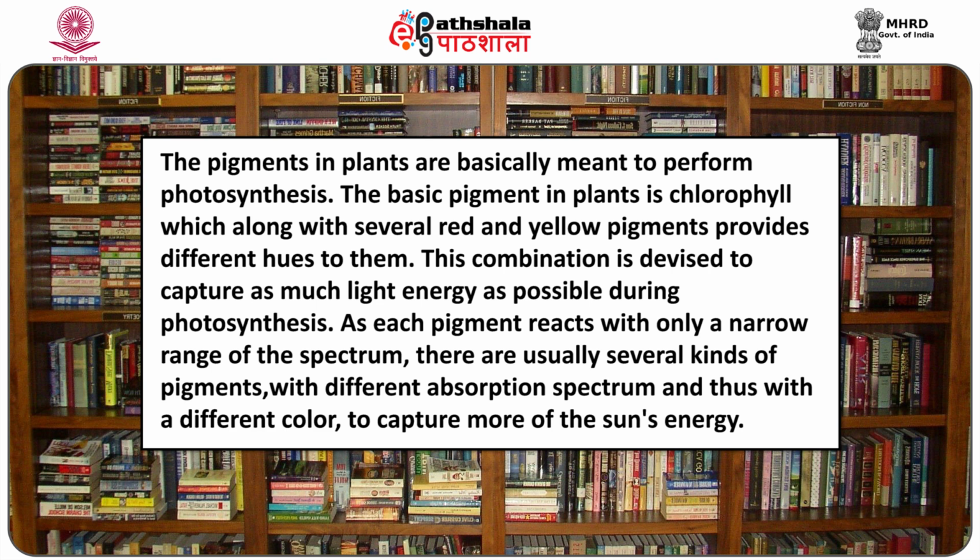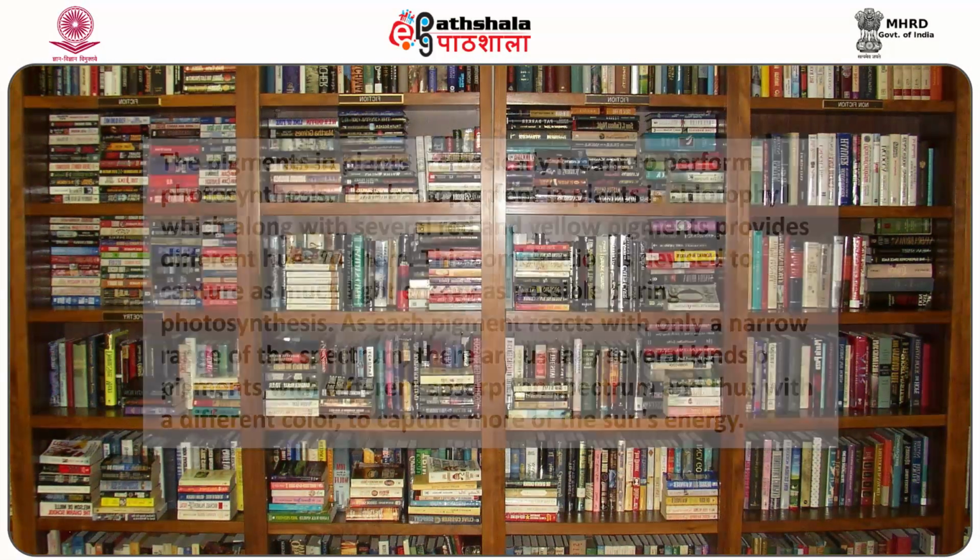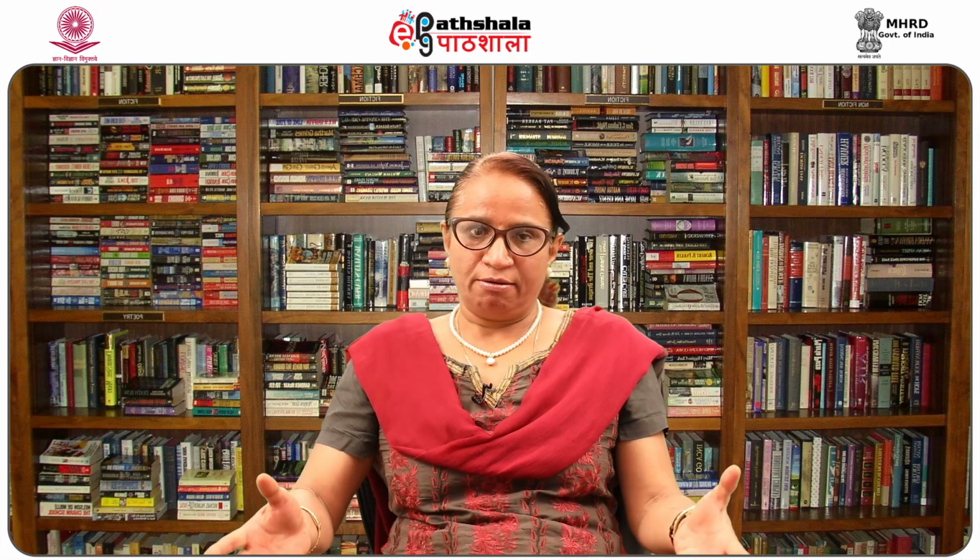Along with this, many other pigments are also found in plants which possess the power to capture energy. As each pigment reacts with a narrow range of spectrum, there are usually several kinds of pigments in a plant with different absorption spectra, thus with a different color to capture more of the sun's energy. Therefore, in a given vegetable, there are always more than one type of pigments.